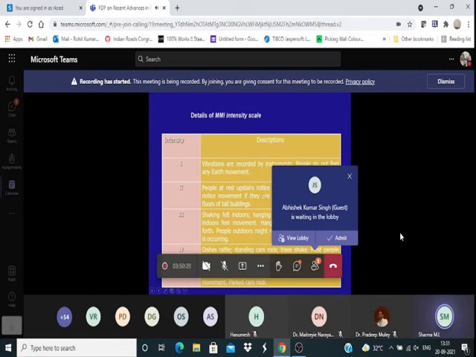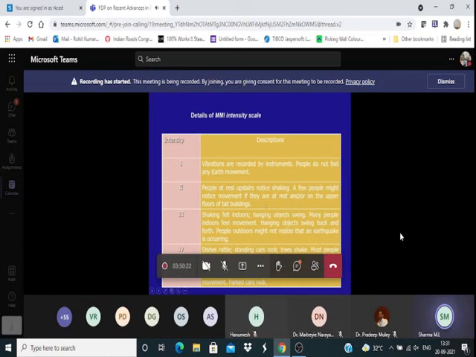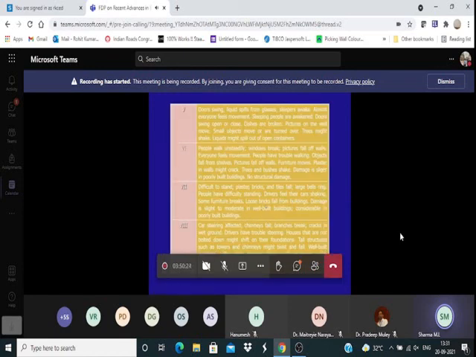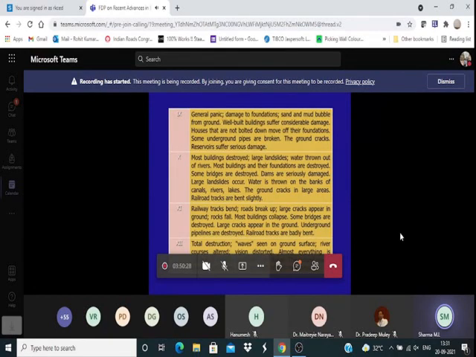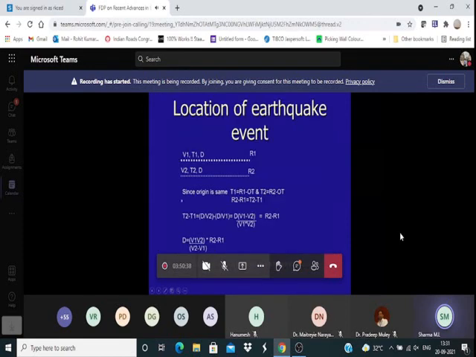So, how the similar scales are given in these different things, so you can go for just matching of these. Now, a little bit of time is left, so what I will do is cover some of the location part.